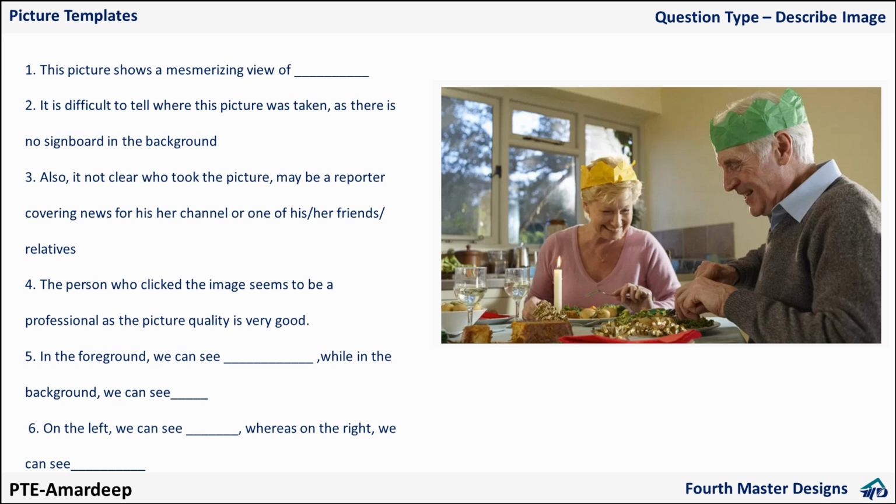A candle is there. That's all, guys. Where is this clicked? No. 25 seconds over. Now I'm going to record.